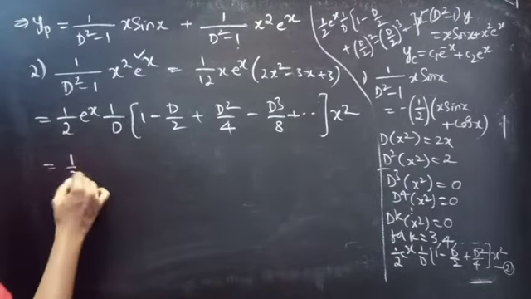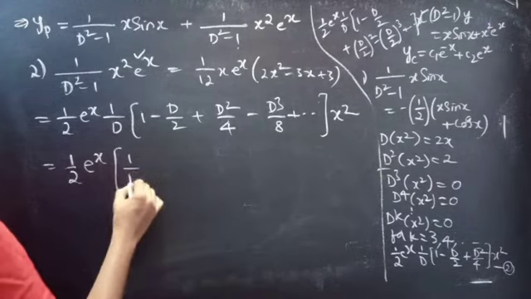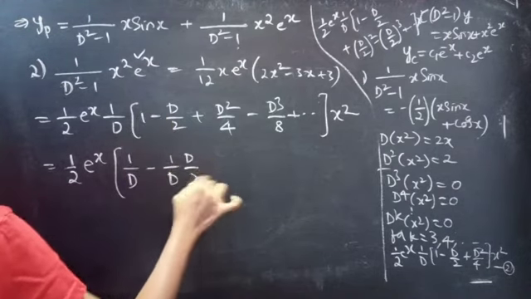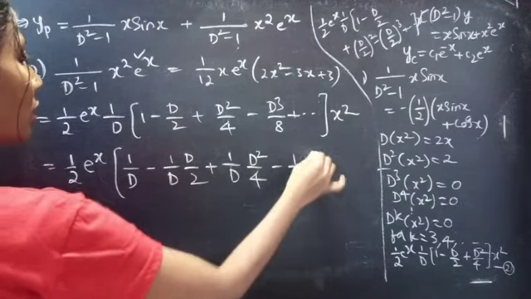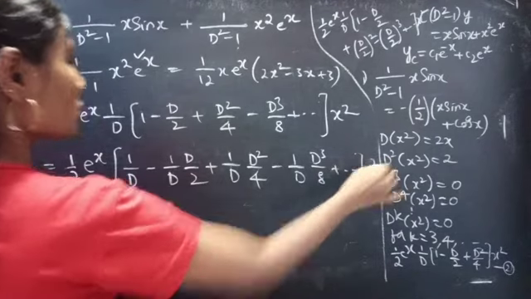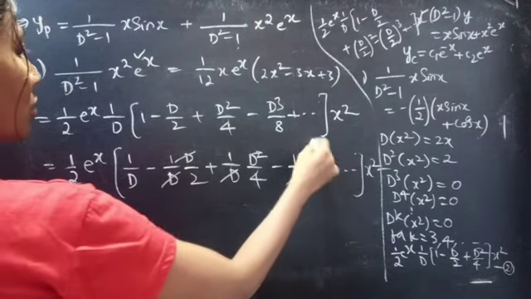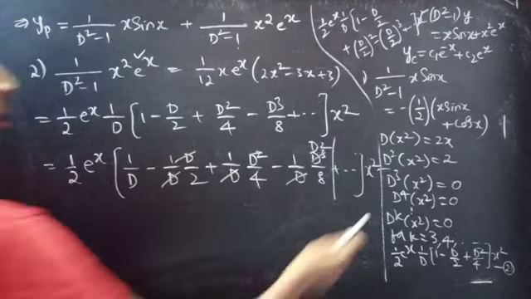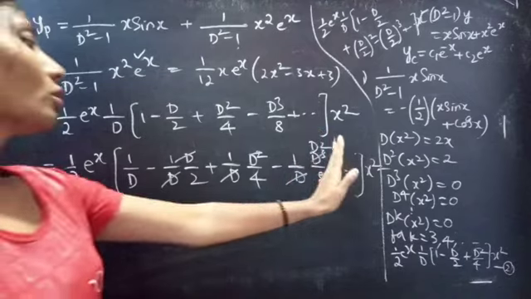This equals 1/2 e^x times, now multiply all the terms with 1/D: 1/D into 1 is 1/D, minus 1/D into D/2, plus 1/D into D²/4, minus 1/D into D³/8, plus so on, into x². 1/D gets cancelled. Here you'll get D², and from here you'll get higher derivatives D³, D⁴ and so on. So we'll negate all the terms from here.